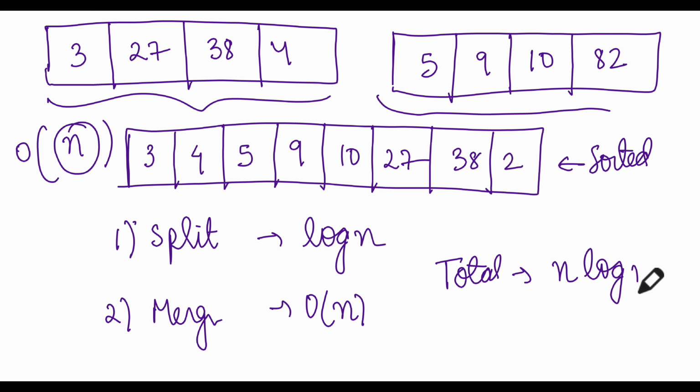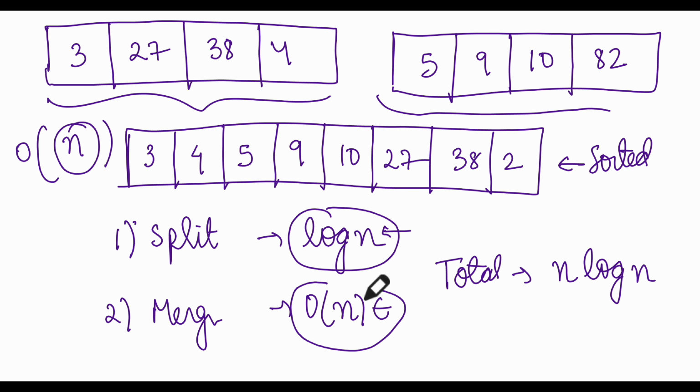So depending upon the size of your data set, as your data size increases, as your n increases, the number of steps required to split it into base form increases, and the number of operations required to access each element while merging back also increases. That's why there is a multiplication, n log n.